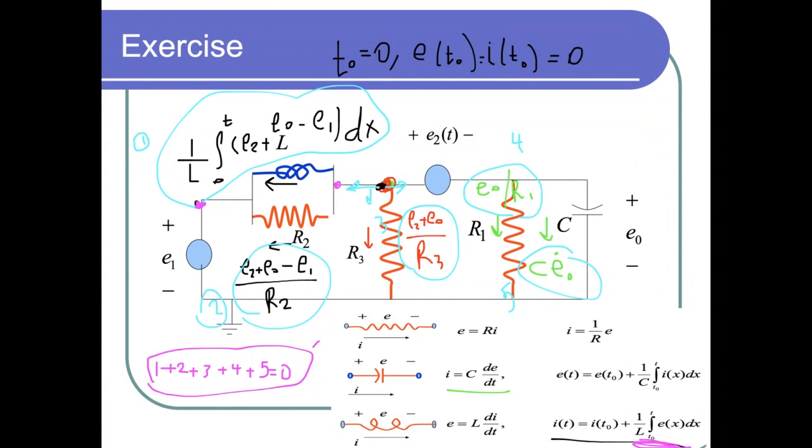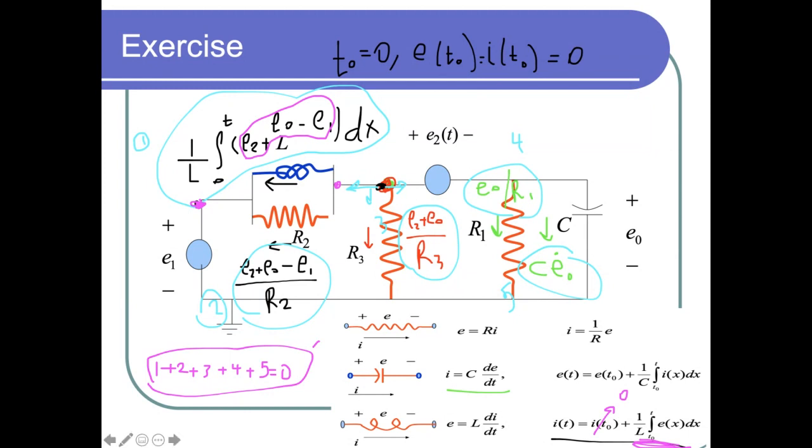E1 is a voltage source. The voltage up to this point is E1, but the inductor is actually between E1 and E2 plus E0. Does it make sense? Yes, doctor, thank you. Okay, so you have that voltage, which is E2 plus E0 minus E1, and you use this formula. This is 0 plus 1 over L, the integral from 0 to t of that voltage. Okay? Yes, doctor, thank you. No problem.